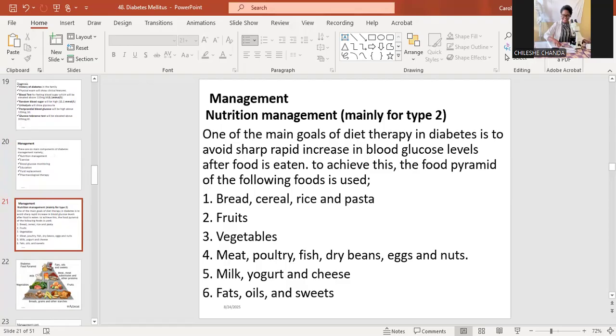One of the main goals of diet therapy in diabetes is to prevent the sharp rising of glucose levels. Therefore, you have to give foods that are of low glycemic index. So if you're going to give foods such as bread, cereal, rice, you have to make sure they are eating the food that is of low glycemic index. For example, brown bread, the bread that is made with whole grains, and cereal, rice should be brown rice, which is of low glycemic index.